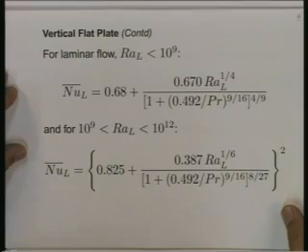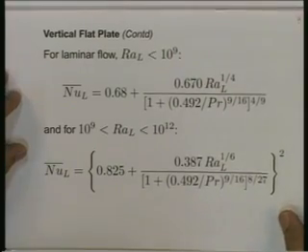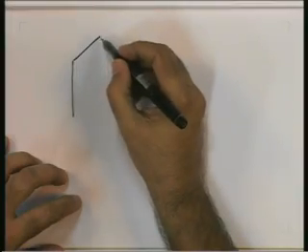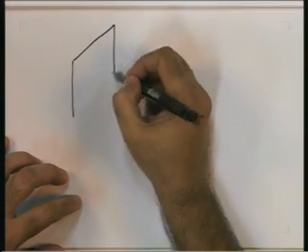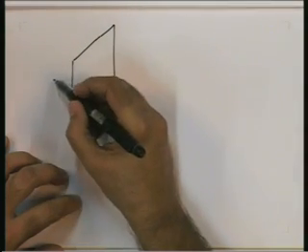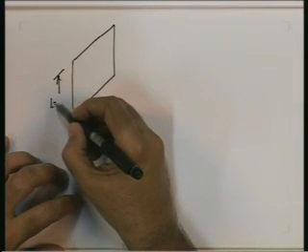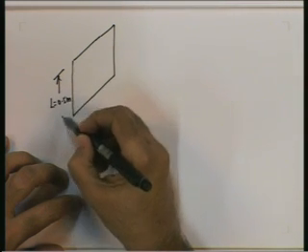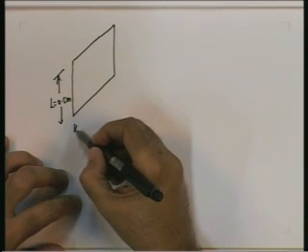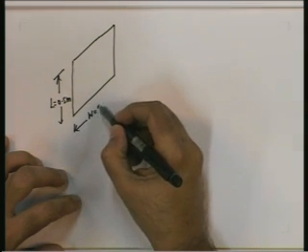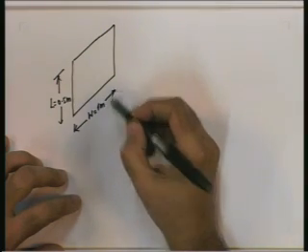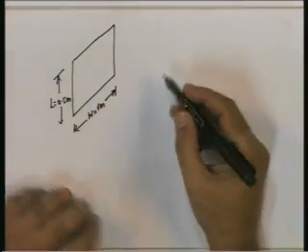After having looked at the correlation, now let us look at an illustrative example. Let us solve a problem where we have a vertical plate. I will first show an isometric view of, say, height L of 0.5 meters and width W of 1 meter. It is a vertical flat plate.